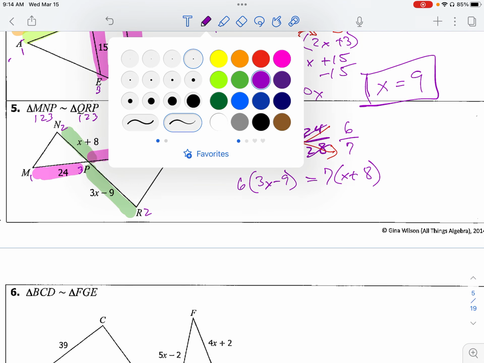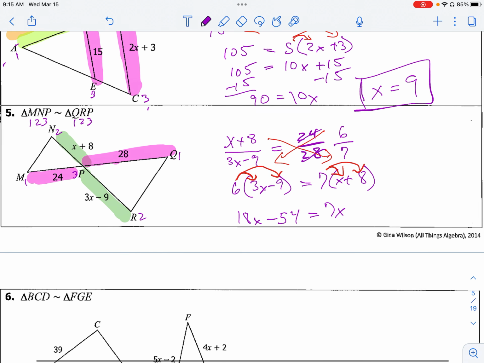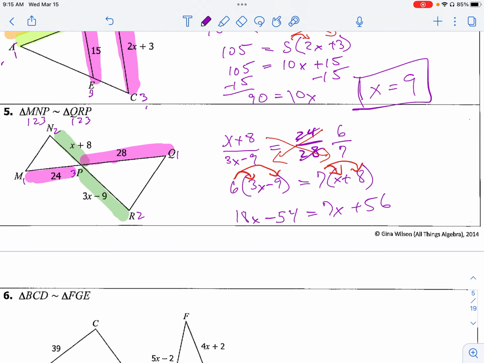And see, we were all worried, and yet it's the same thing that we've done before. So we distribute. So 6 times 3 is 18x minus 6 times 9 is 54. And it's going to equal 7x plus 7 times 8, which is 56. We're going to get the x's on the same side.